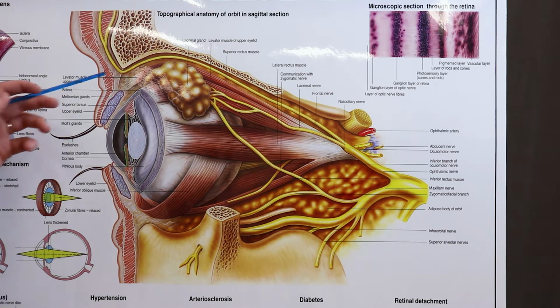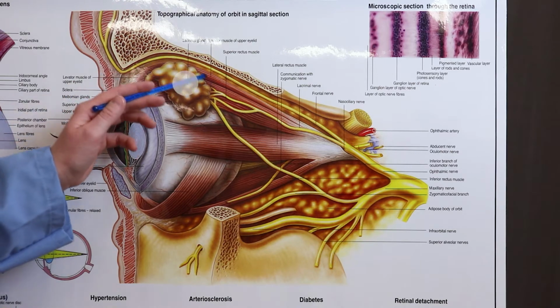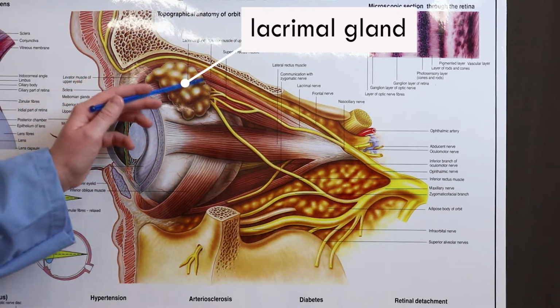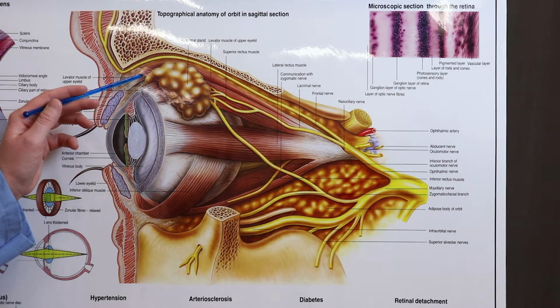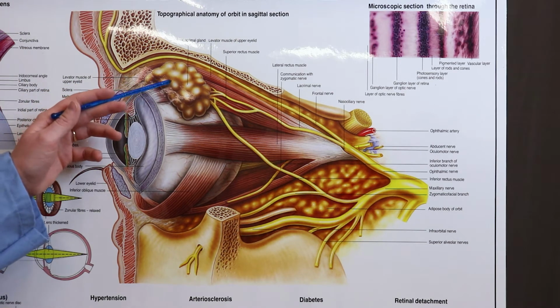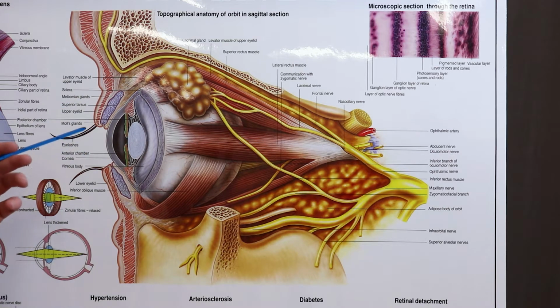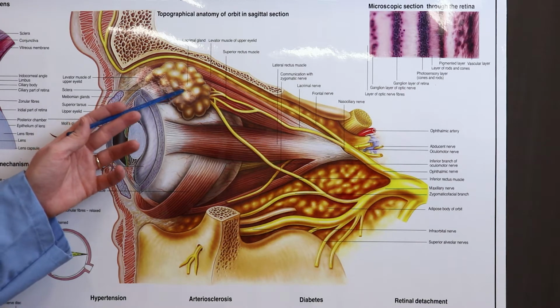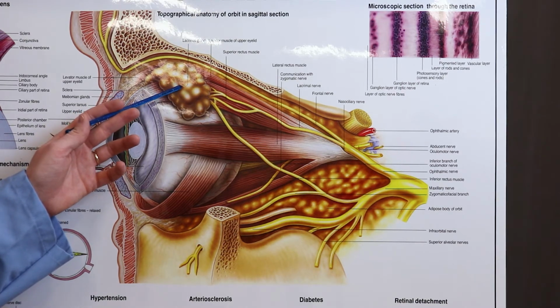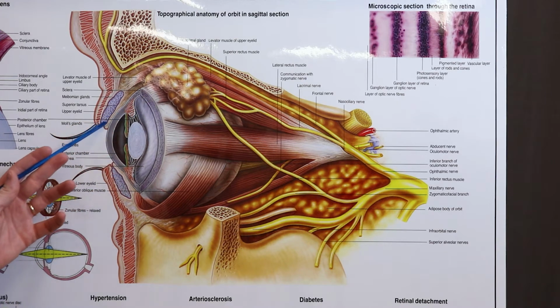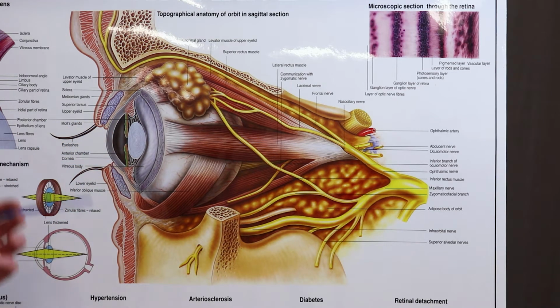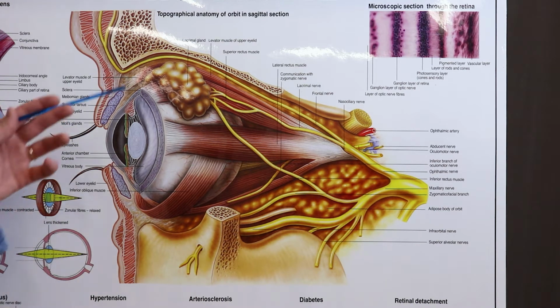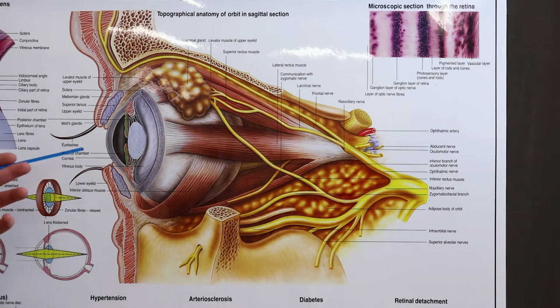Now let's look at some of the other structures. So we've got the lacrimal gland right up here. The lacrimal gland will produce tears in a process called lacrimation. And it does that under the control of cranial nerve 7, the facial nerve. This is one of the autonomic functions of cranial nerve 7, to cause production of tears, lacrimation. Those tears will travel over the surface of the eye, and then they will pass through a series of canals and eventually into the nasal cavity. And we'll cover that pathway a little farther on in this video.